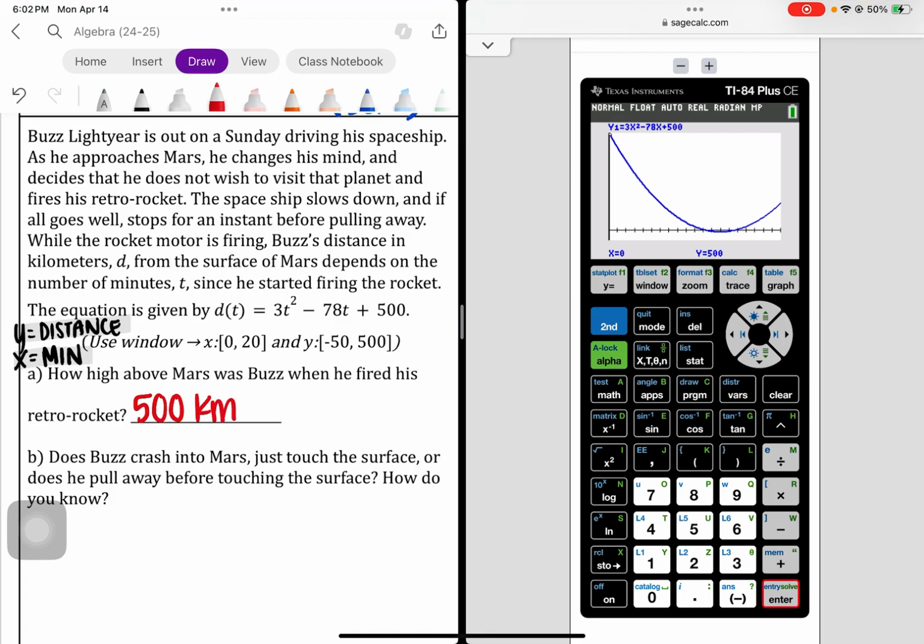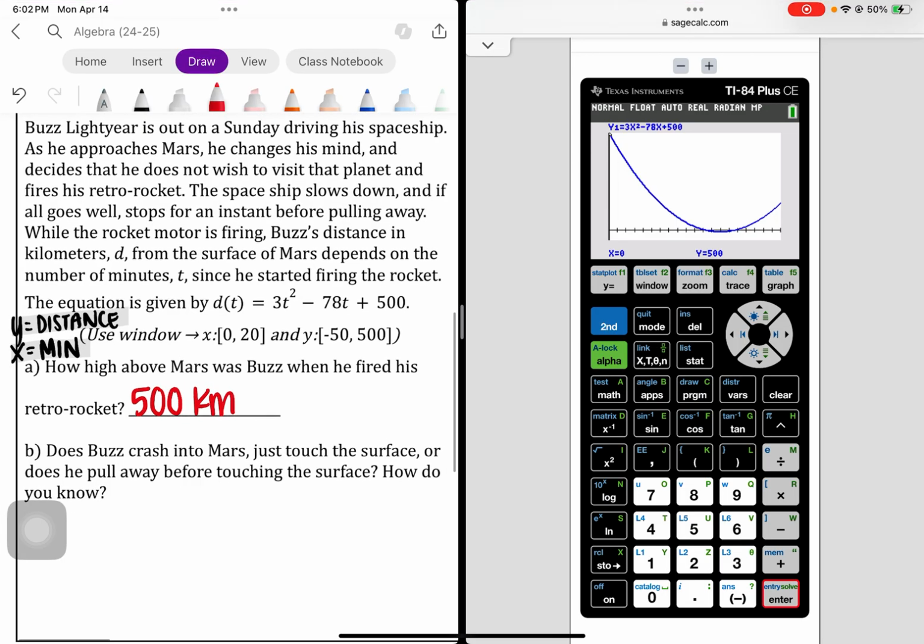Okay? Now, let's take a look at our second question. Does Buzz crash into Mars, just touch the surface, or does he pull away before touching the surface? And how do you know? So here's where we can use the information on what we know. So he's flying. Mars is at 0. So we're starting at 500. We're flying to Mars, flying to Mars, flying to Mars. And then all of a sudden, we're at 0 and we hit the ground.